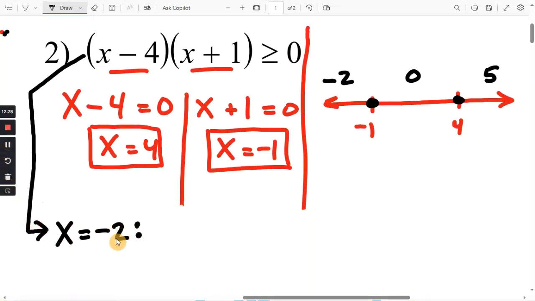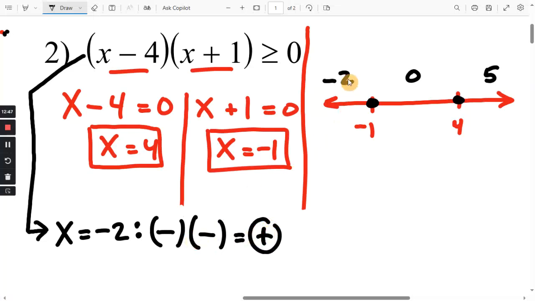All right, at x equals -2, -2 minus 4 is -6. That's negative. -2 plus 1 is -1. That's negative. Negative times negative is positive. So this section right here is positive. Next up, we can try x equals 0.